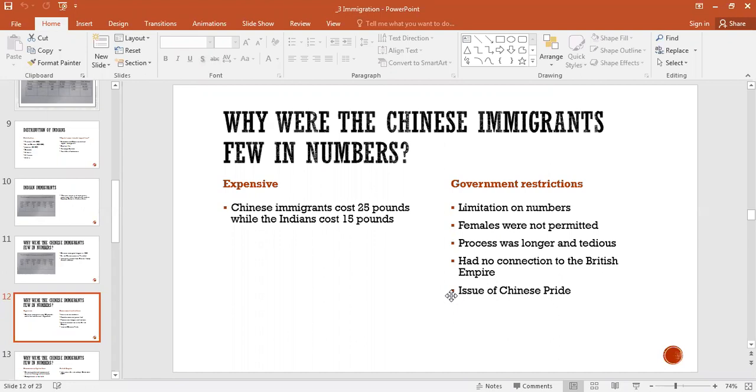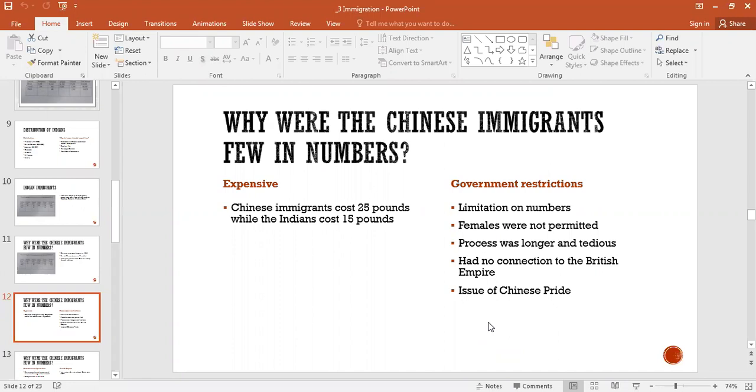The next is the Chinese government had a lot of restrictions. So if you're going to PEEL a question like this, you could say that another reason why the Caribbean imported few Chinese immigrants was the restrictions placed by the Chinese government. The Indian government just said all the Indians, especially those from the lower classes, you can just go to the Caribbean. Go to the Caribbean, no problem.